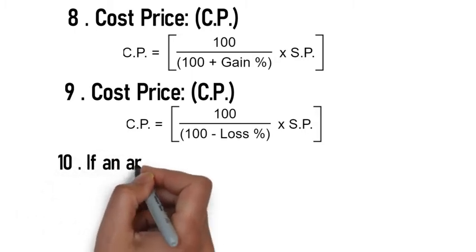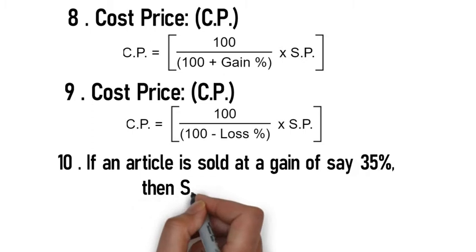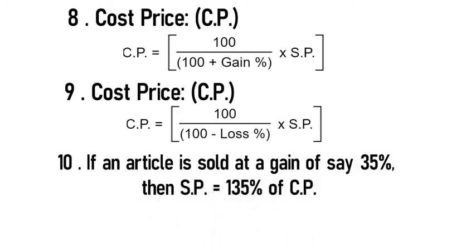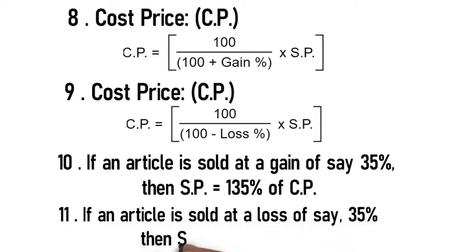If an article is sold at a gain of, say 35%, then SP equals 135% of CP. If an article is sold at a loss of, say, 35%, then SP equals 65% of CP.